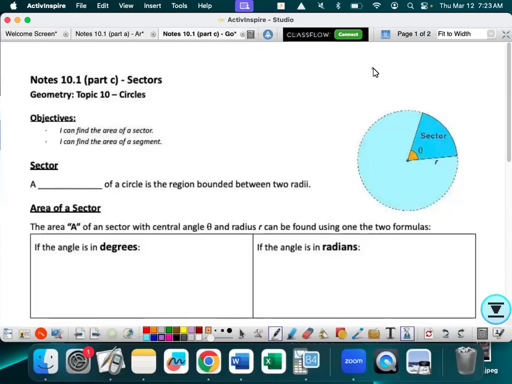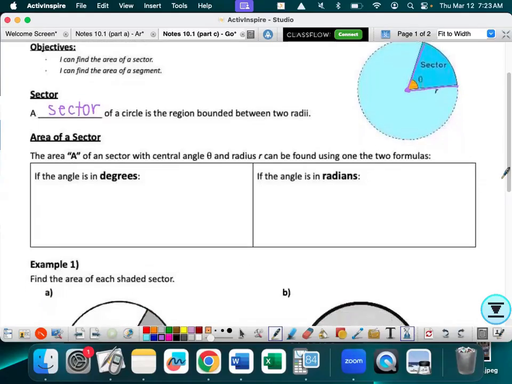In this set of notes, we are going to be looking at the area of a sector and the area of a segment. First things first, what is a sector? A sector of a circle is the region bounded between two radii. In the visual that I have to the right, remember a radius goes from the center to the edge. So the area that we have in between those two radii would be considered the sector.